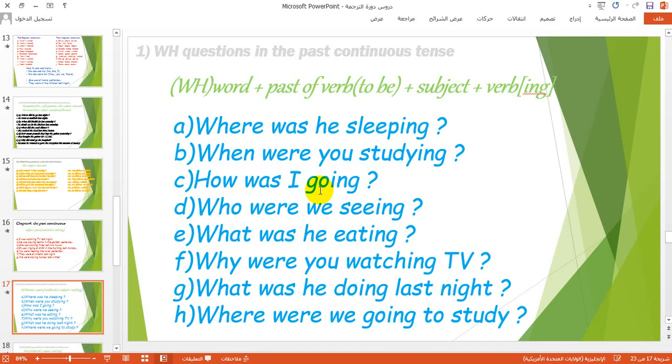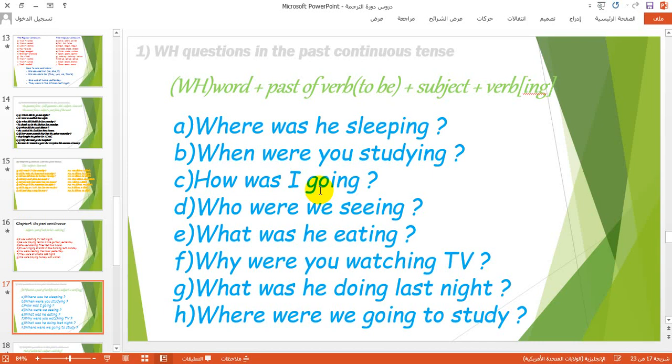As you see here in the examples below: Where was he sleeping? When were you studying? How was I going? Who were we seeing? What was he eating? Why were you watching TV? What was he doing last night? Were we going to study?